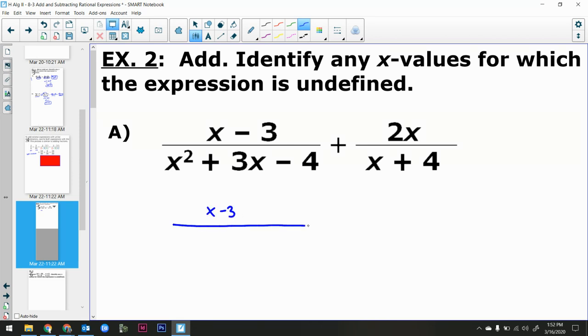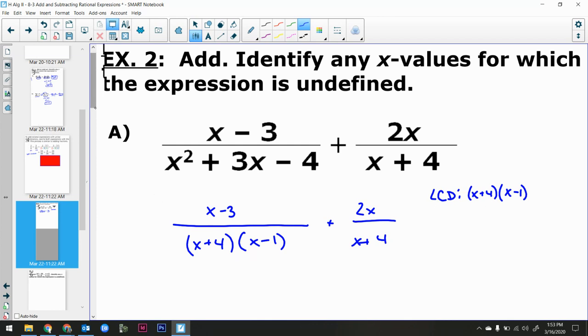That doesn't factor anyway. The denominator factors: a -4 that I had to get the +3, so x plus 4 and x minus 1, plus 2x over x plus 4. Now let's identify our LCD. I've got an x plus 4, x minus 1 here. Those are the prime factors of the left side. And then I've got, oh look, it's still an x plus 4. I don't need to count for it again. It's already there in my LCD.